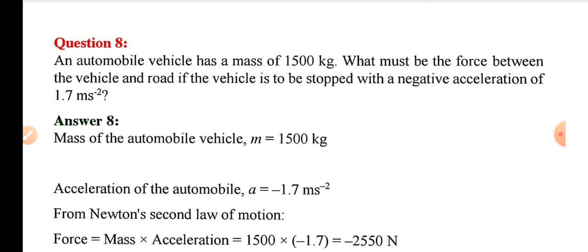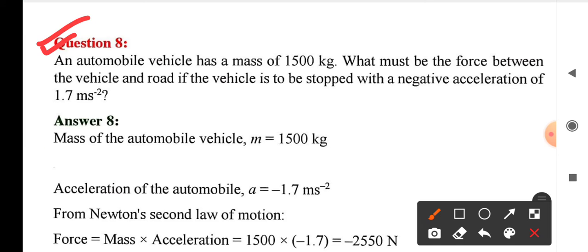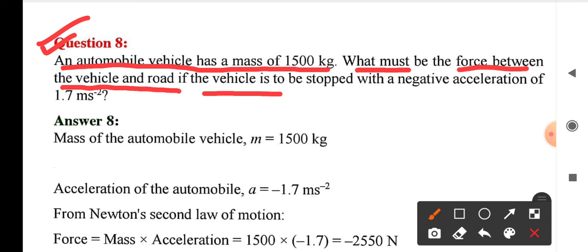Now see the next question, question number 8. An automobile vehicle has a mass of 1500 kg. What must be the force between the vehicle and road if the vehicle is to be stopped with a negative acceleration of 1.7 meter per second square?